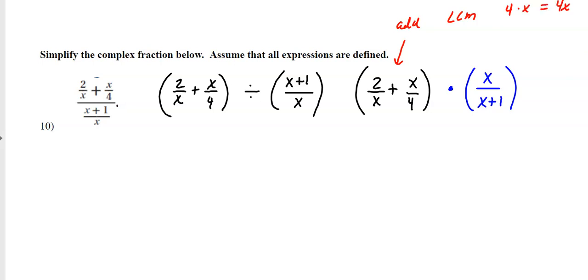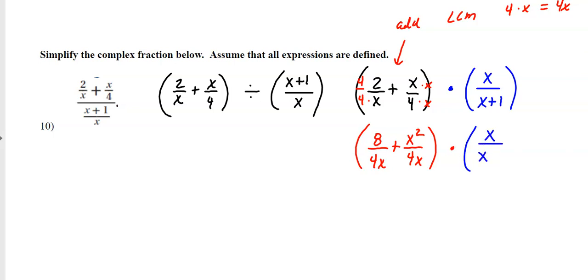So I need a 4x on bottom. That's not too bad. I think I could multiply this side by 4 over 4. And I could multiply this side by x over x. And I'm going to get 8 over 4x plus x squared over 4x times, nothing needs to happen over here. It was that doggone addition that created some work for me. And when I add these two together, this is just x squared plus 8 all on top of 4x. So that's what the red turns into.